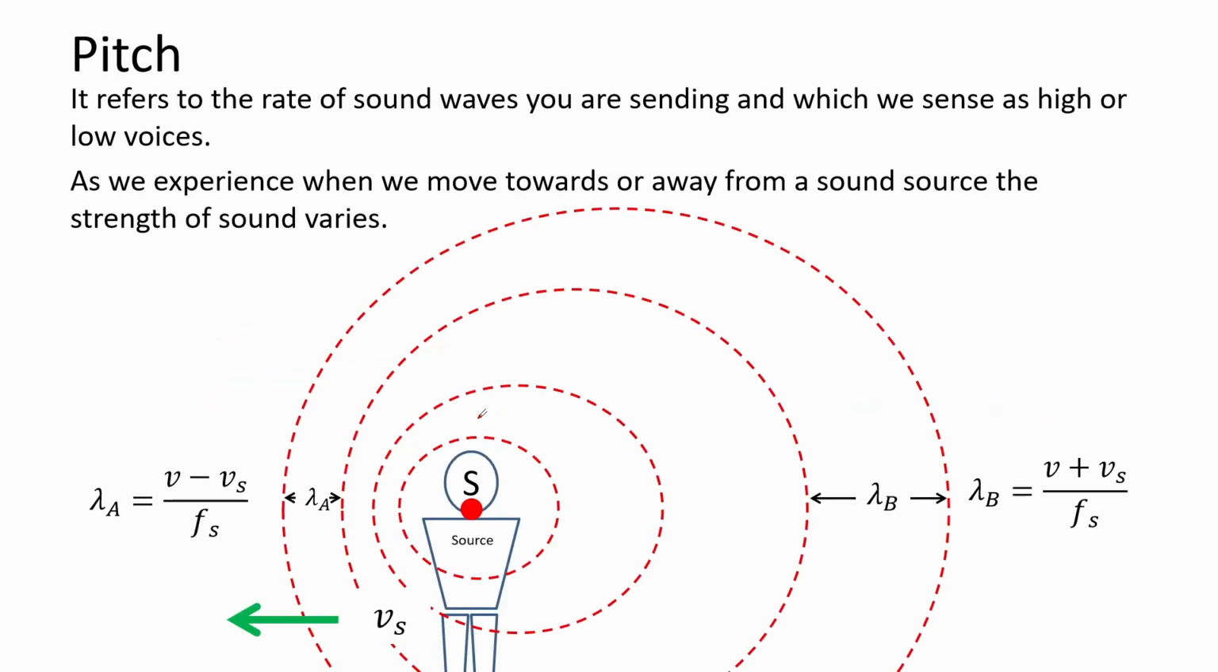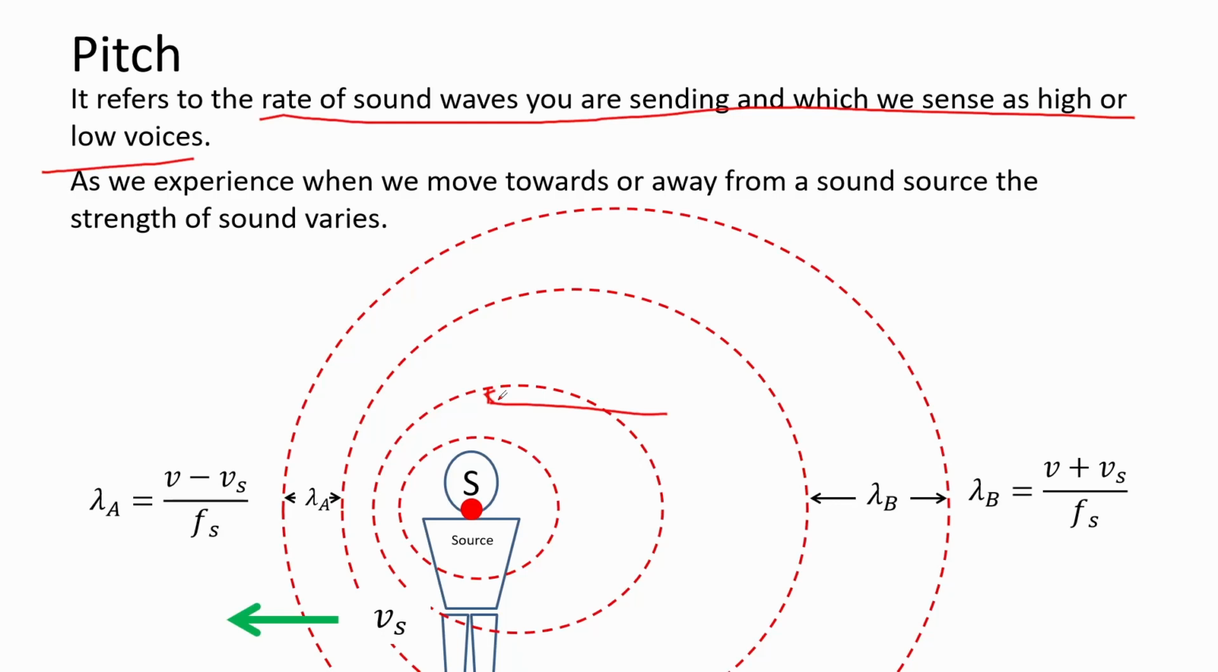Pitch refers to the rate of sound waves you are sending and which we sense as high or low voices. As we experience when we move towards or away from a sound source, the strength of sound varies. Here we see that when a source is moving in a certain direction, the shape of the wave is deformed. It forms concentric oblongs, and with that the front and back wavelength is altered.